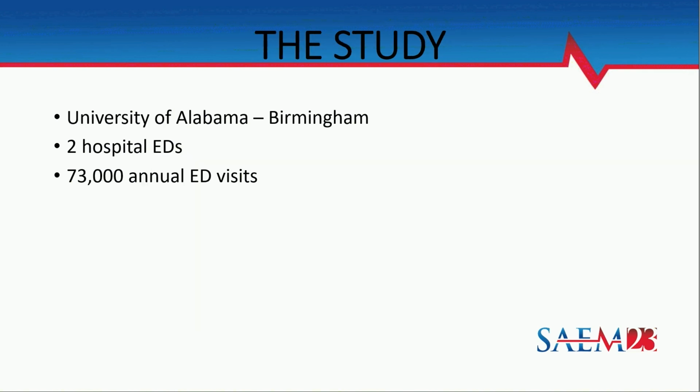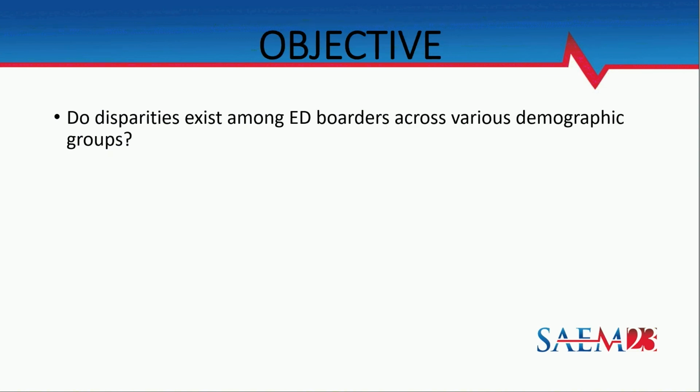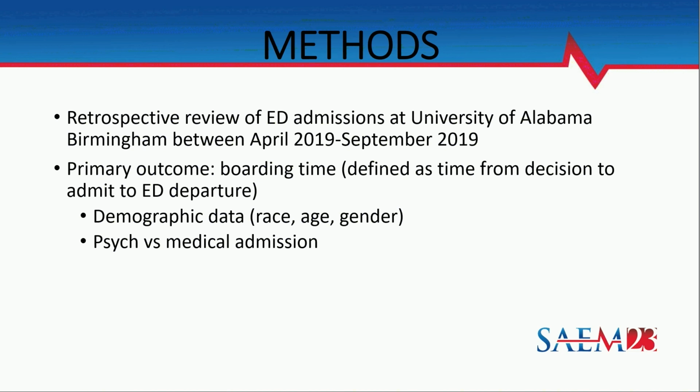So this was in 2 hospital emergency departments at University of Alabama, where they had approximately 70,000 annual ED visits. And the question that they asked was, are there disparities when it comes to looking at ED boarders across various demographic groups? So again, here they did a retrospective chart review. They went back and looked at all the ED admissions at this hospital between April and September of 2019.